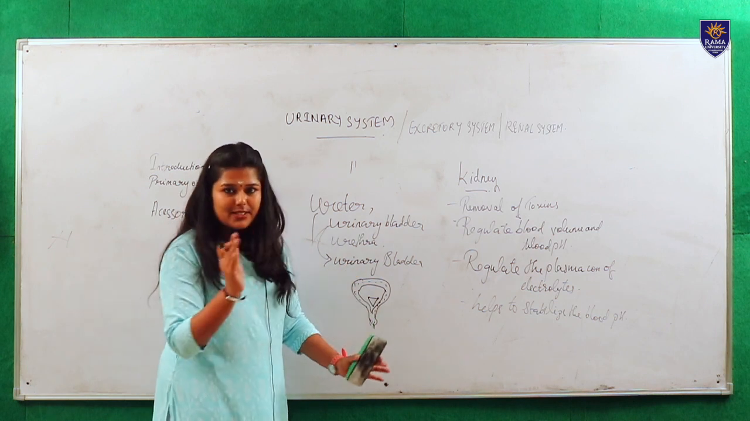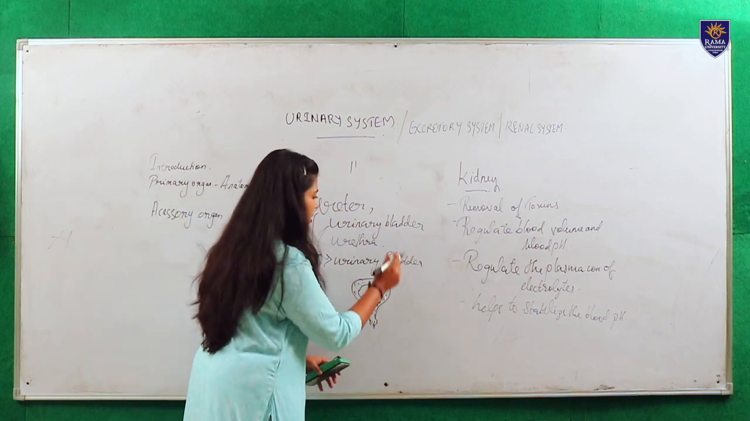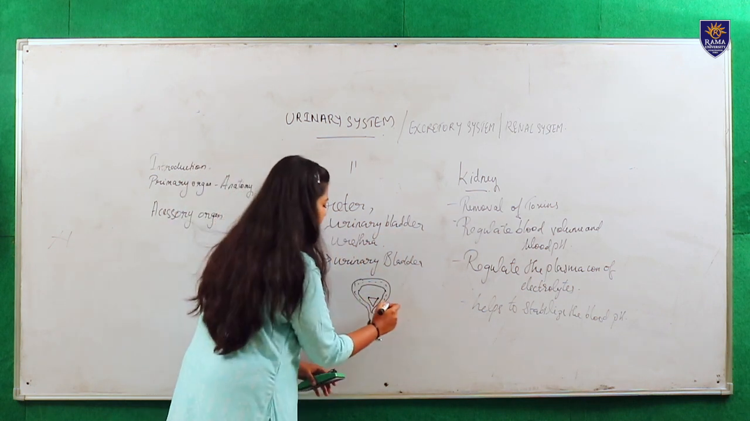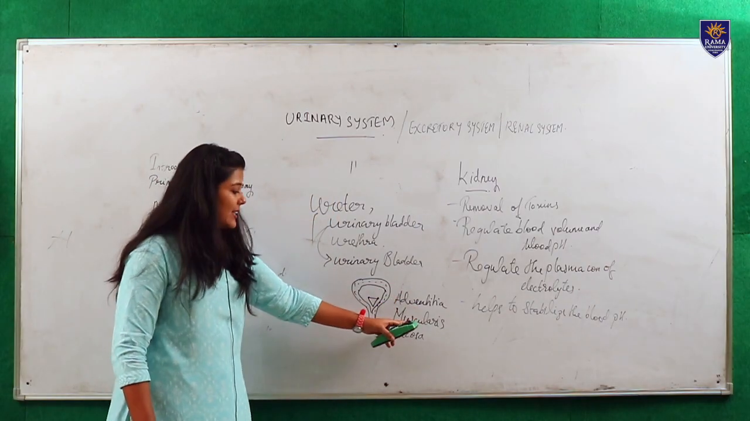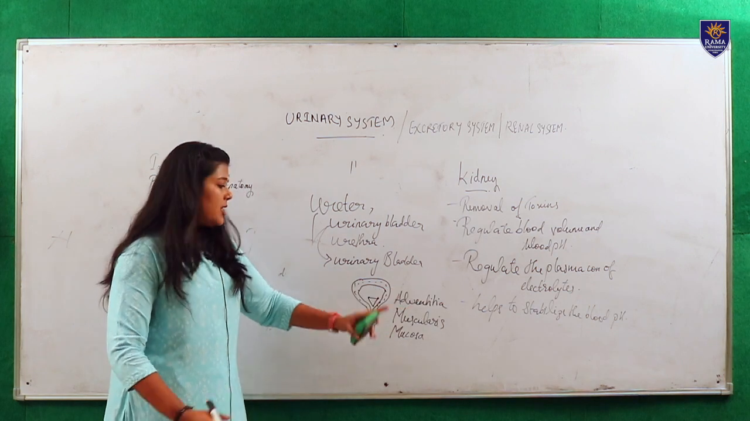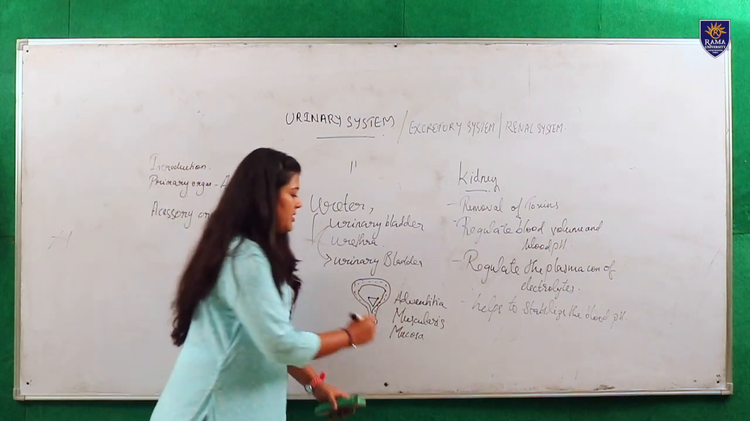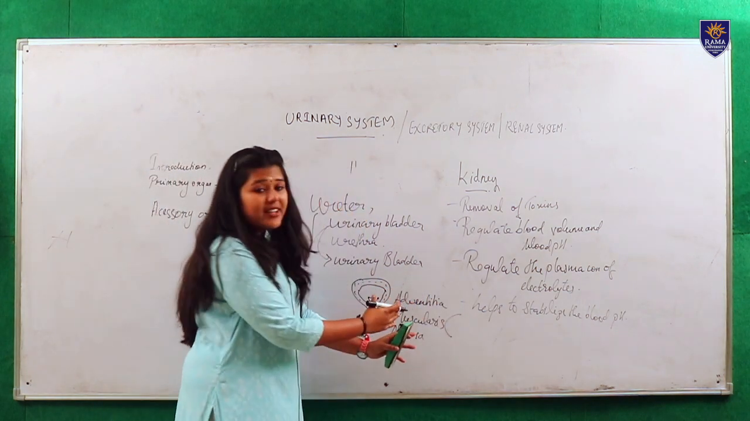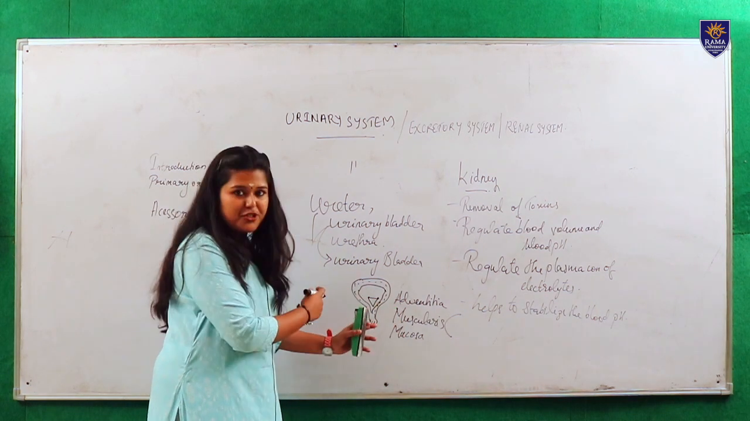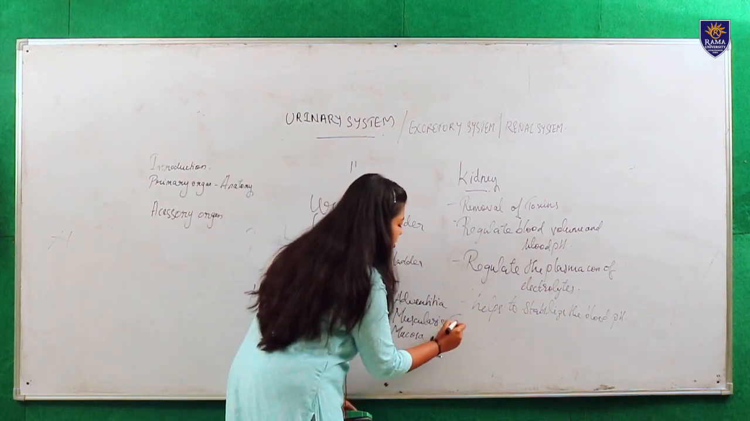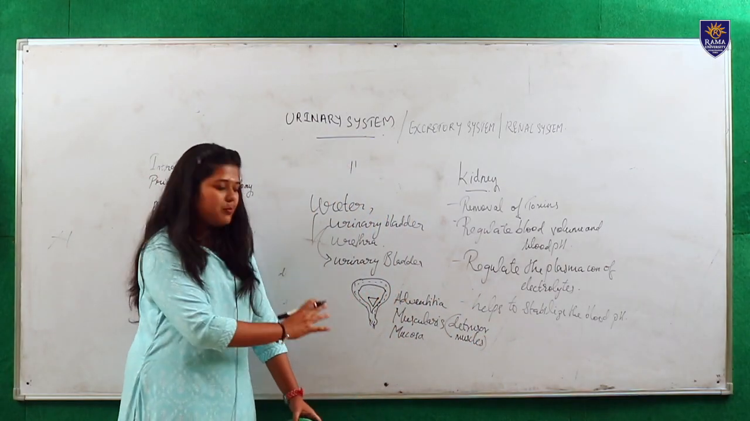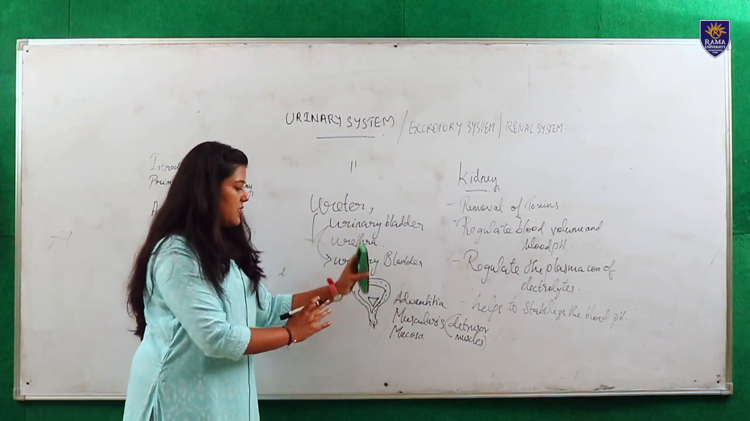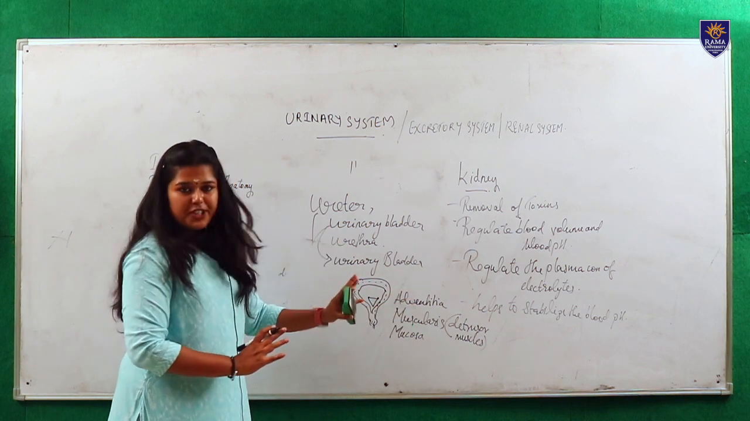It also has three layers. The first is the same as in the ureter: adventitia, muscularis and mucosa. The muscularis is made of detrusor muscles, which help in contraction. So this is the overall structure of the urinary bladder.